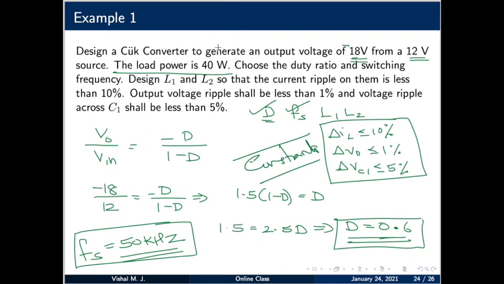I hope the working of the circuit, the methodology adopted for the calculation of voltage gain, how we have calculated the critical values of inductance and how we have designed the capacitors, is all clear to you.